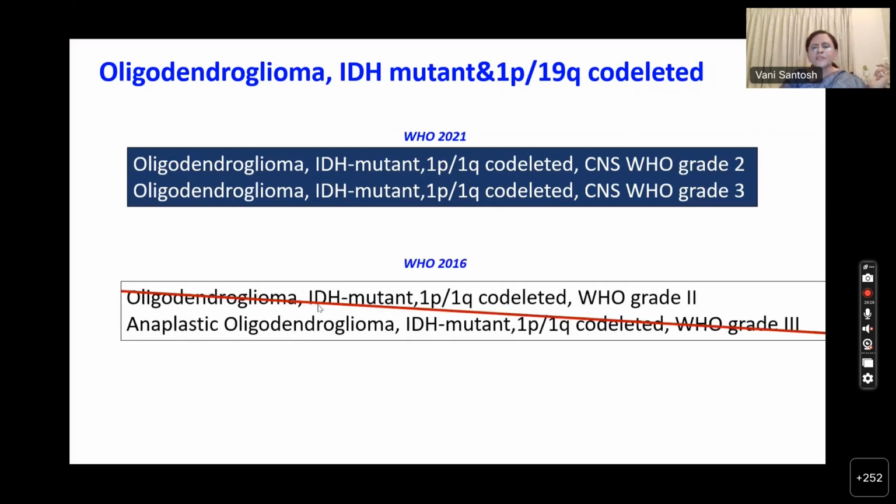And we don't use the previous terminologies and the previous grading. Anaplastic oligodendroglioma, the terminology is not used. You just say oligodendroglioma, IDH mutant 1p19q co-deleted, CNS WHO grade 3, and don't use the term anaplastic oligo.